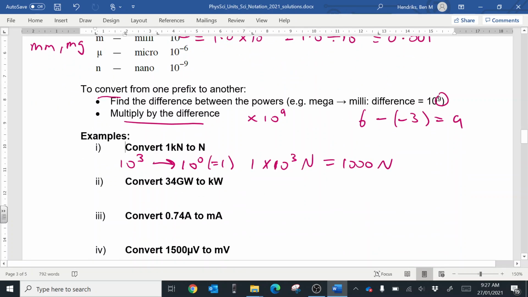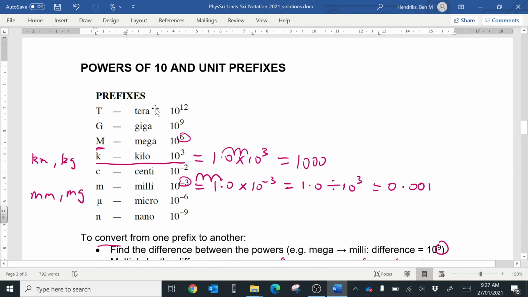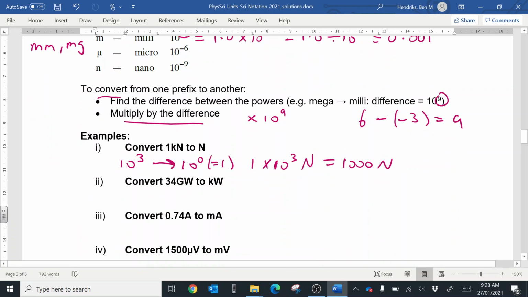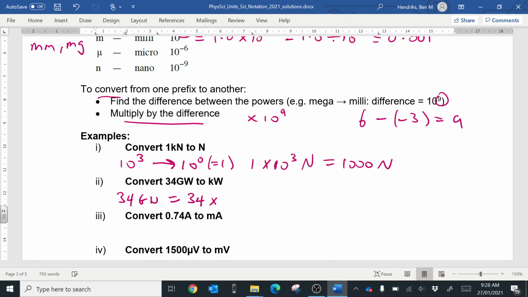Okay, 34 gigawatts to kilowatts. So giga, if we look up here, 10 to the 9, to kilowatts, 10 to the 3, there's a difference of 6. So we say 34 gigawatts, and this is probably a better way of setting it out, is equal to 34 times 10 to the 6 kilowatts. And we can write that out in full as 34 with 6 zeros after it. So it's 34 million kilowatts.